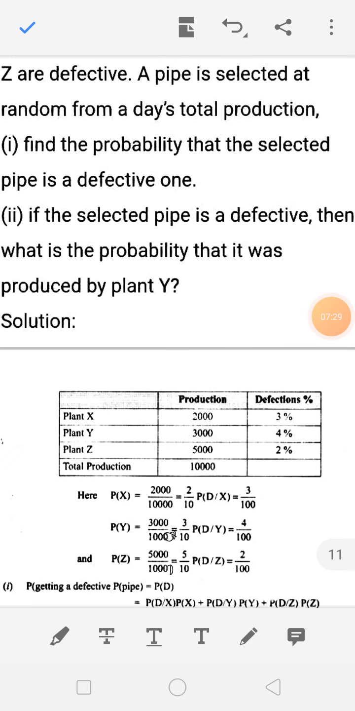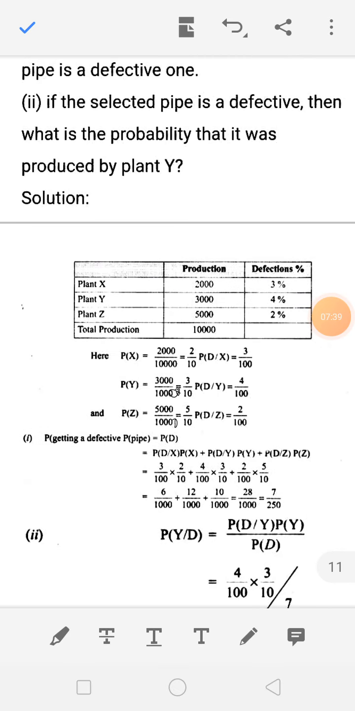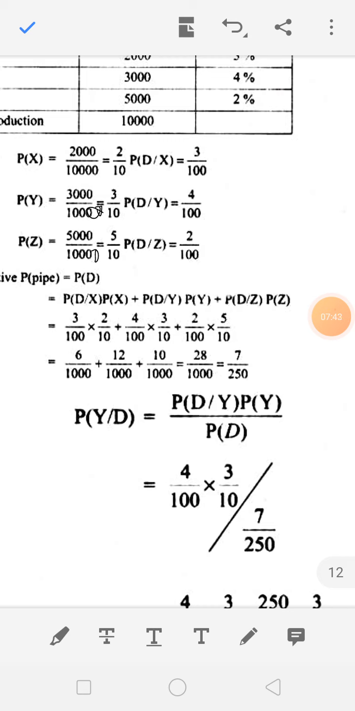The second subdivision is: if the selected pipe is defective, then what is the probability that it was produced by plant Y? Now look at the question. Plant Y they mention, so I choose only Y. So this is the formula: P of Y by D equals P of D by Y, P of Y, divided by P of D.